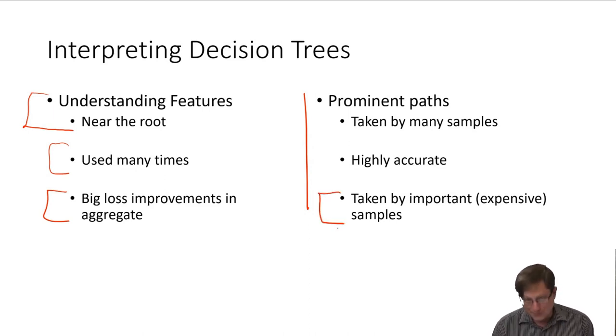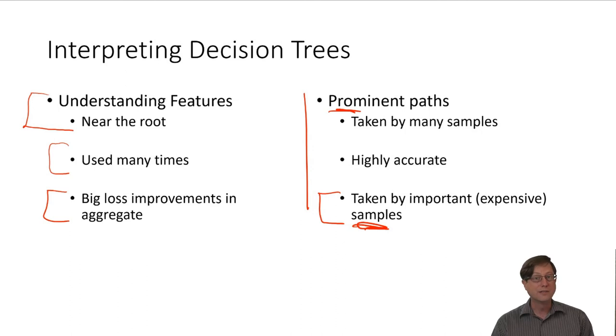Another thing to do is to take important false positives. We're going to talk more about how the costs of mistakes are not uniform. Some mistakes are a lot more important than others. And you could look at the prominent path that is causing your most harmful false positives and think, I must have some feature in there that is not interacting well with that type of user. Let me see if I can fix that.